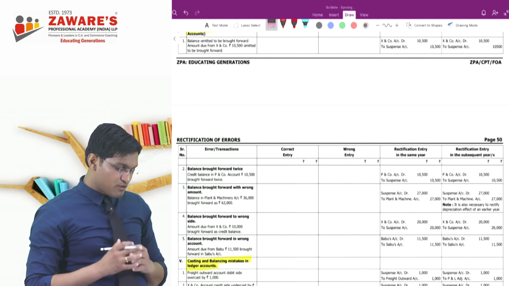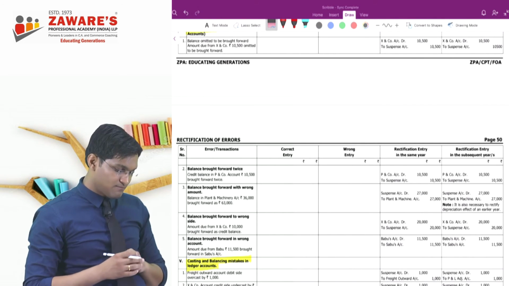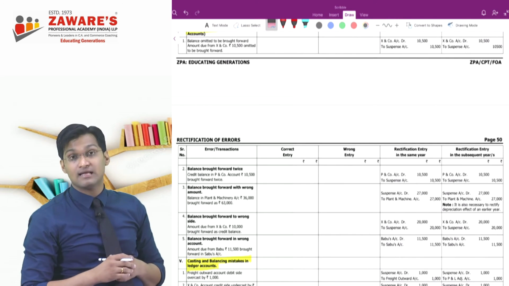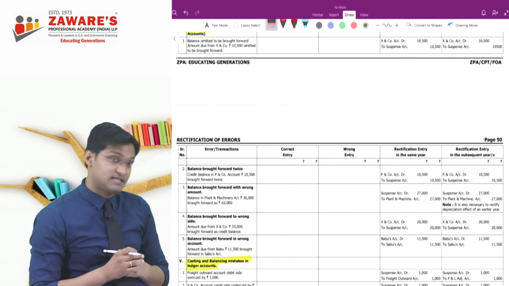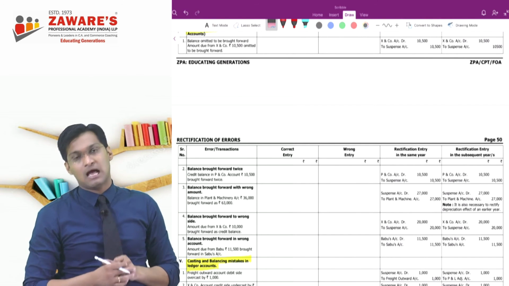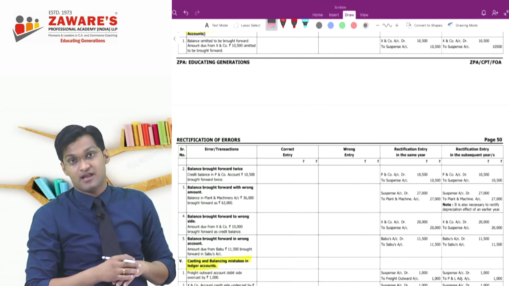Balance omitted to be brought forward. Amount due from X and company 10,500 omitted to be brought forward. Means what? You had a party X and company from which you owe 10,500 rupees. You have forgotten to bring forward his balance. आप उसका balance carry brought forward करना ही भूल गए. He is not appearing as debtor anymore.